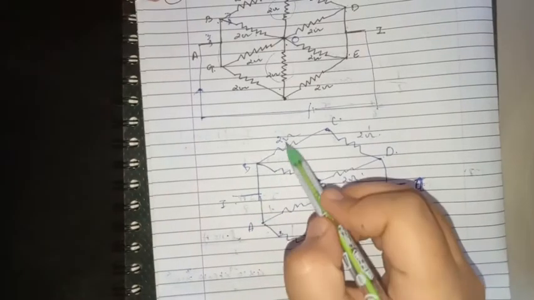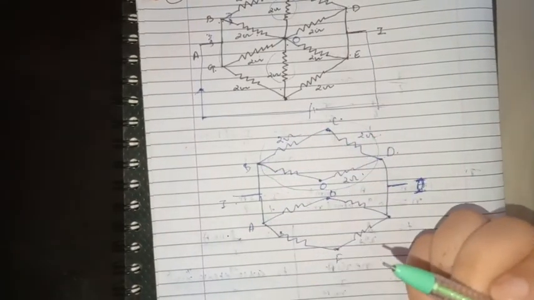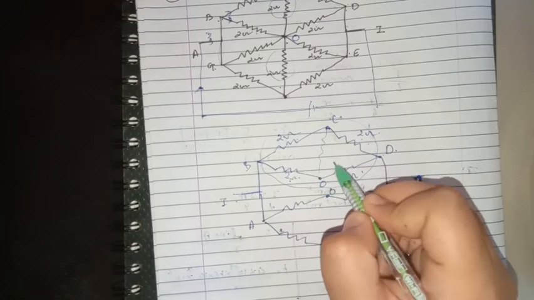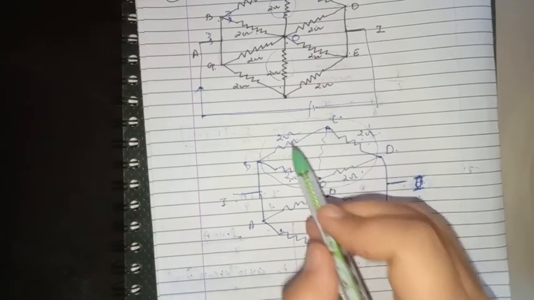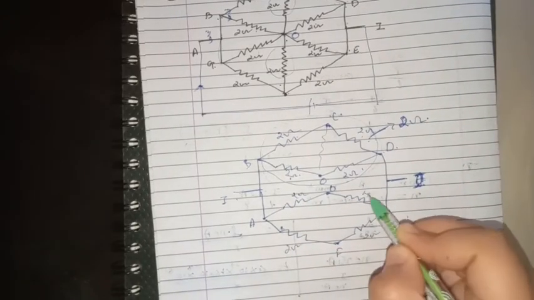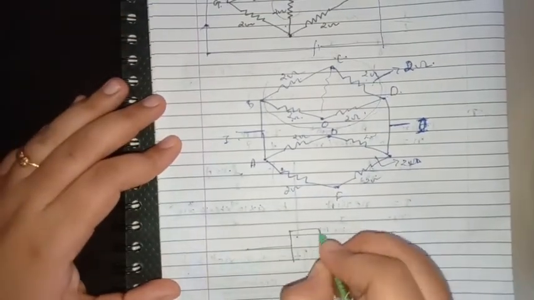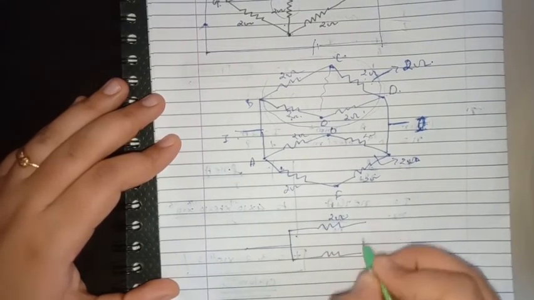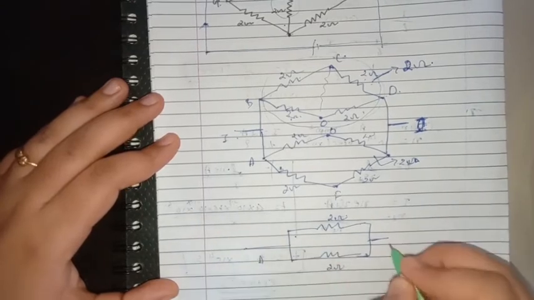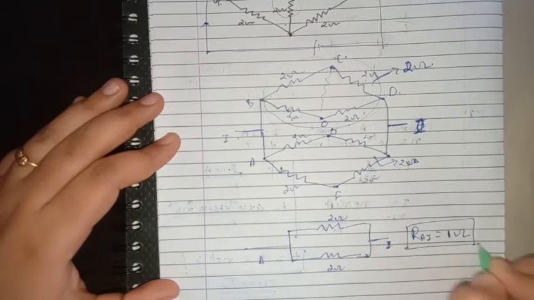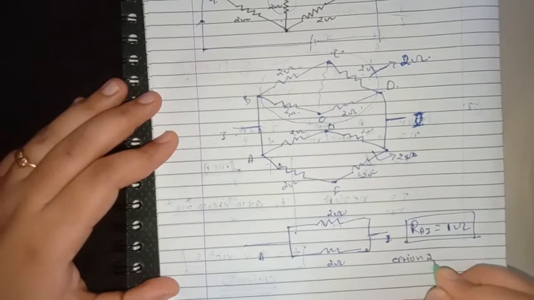Now, we can clearly see this is a Wheatstone bridge. The ratio is same, 2 by 2 is equals to 2 by 2. So no current will flow from this resistor, so we can neglect it. The equivalent of this upper half will be equal to 2 ohm. Same way, equivalent of this lower half will also be 2 ohm. So, the upper 2 ohm and lower 2 ohm are in parallel. So, the equivalent between A and I is equals to 1 ohm. So, option 2 is correct option.